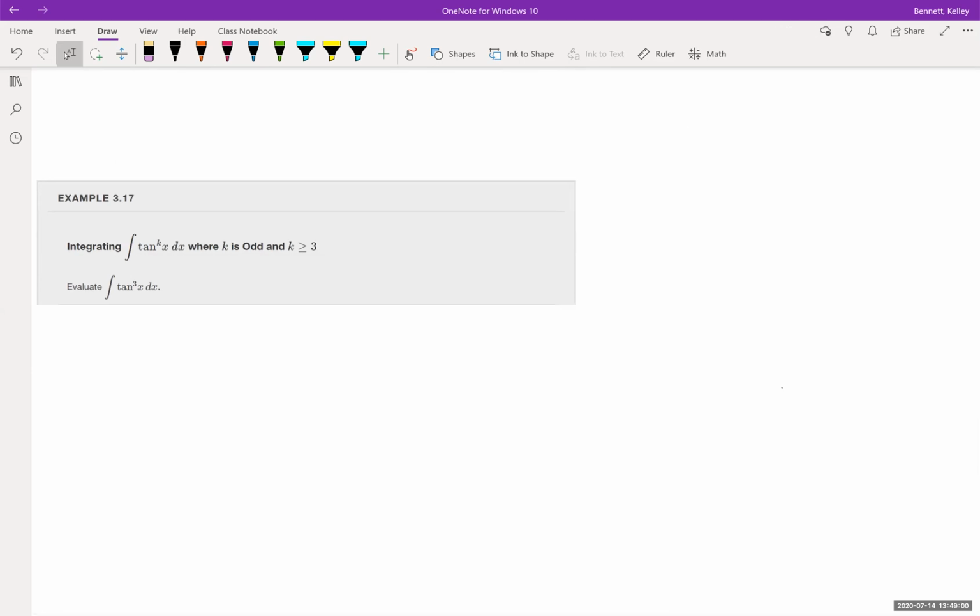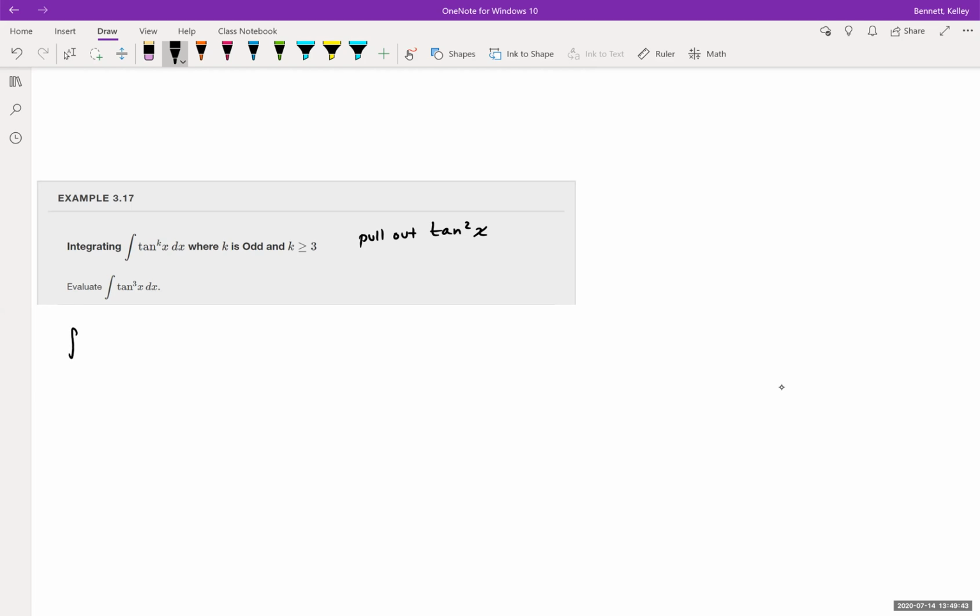For the next example, we still have that our tangent is odd. So this one is a little bit interesting, but the idea is, again, to peel off. If it's odd, we want to peel off tan squared. So you want to pull out a tan squared. Because tan squared becomes secant squared minus 1, and secant squared is the derivative of tangent. What? Let's work it out.